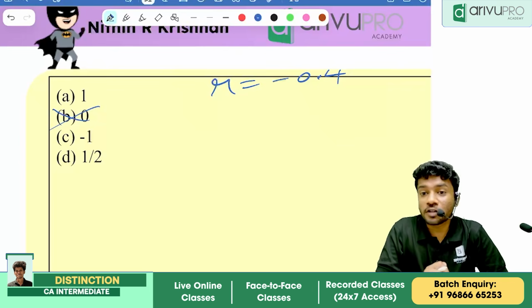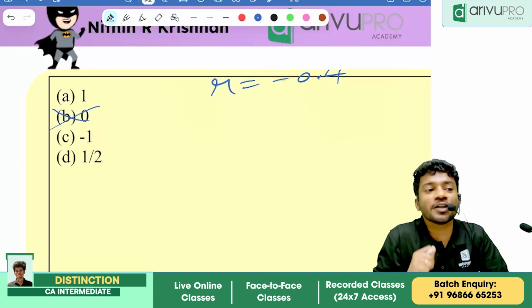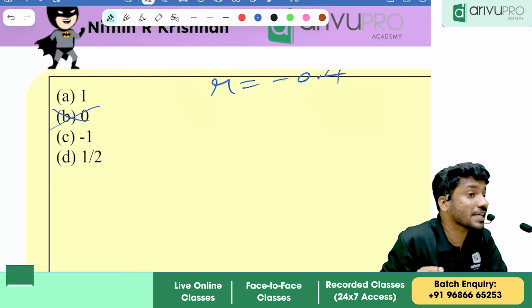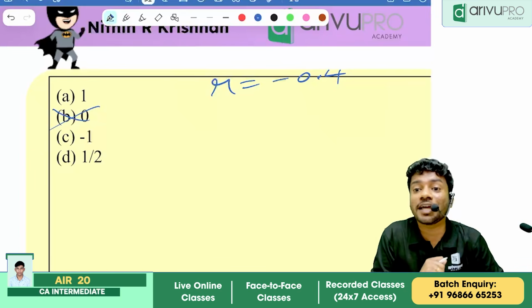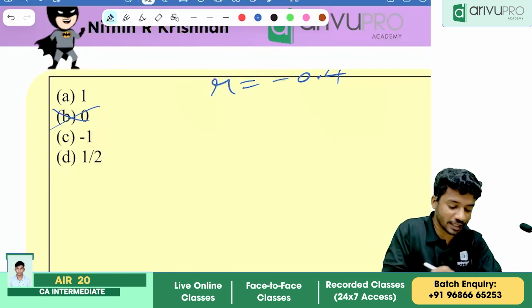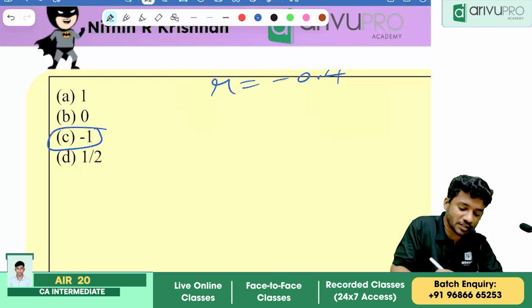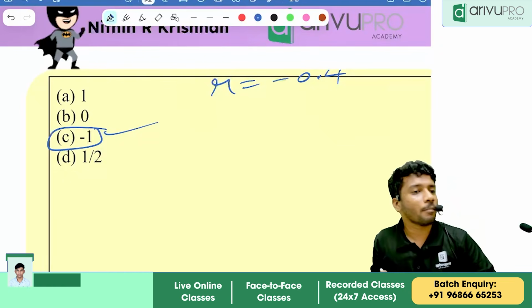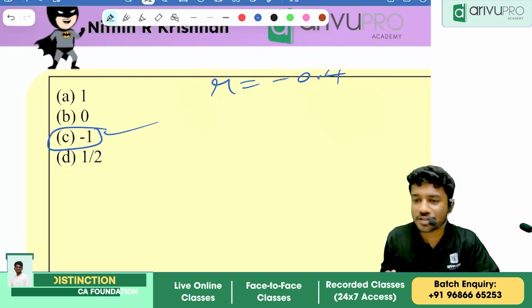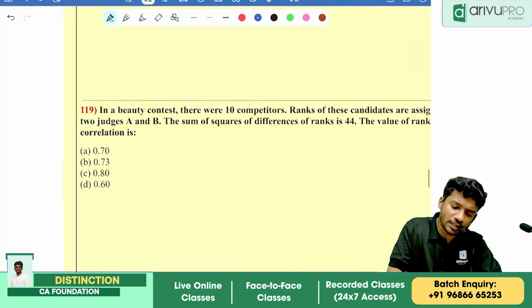I will mark 0, sir. They will give the mark. No, they will not. They will not give the mark because conceptually it is going wrong. Why? Because it is a negative correlation. Negative correlation means which option is the answer? Option C, -1 is your answer. Understood, people? Yes. Look at the next question.